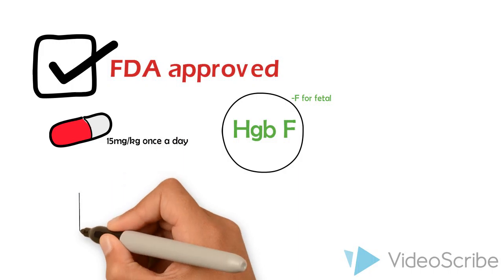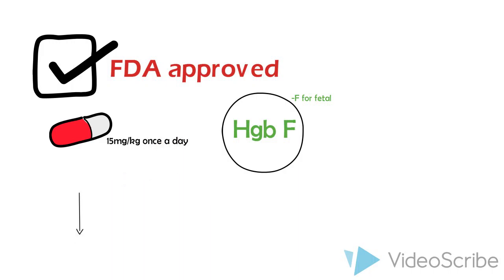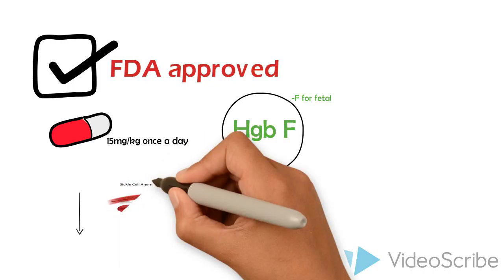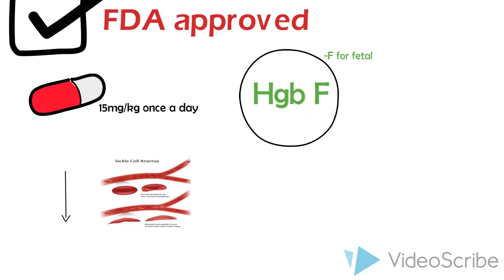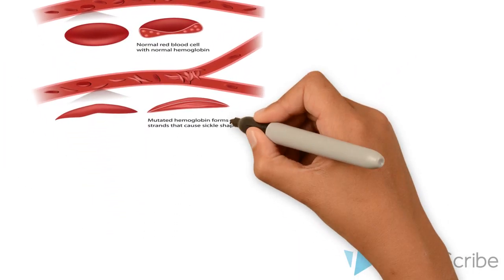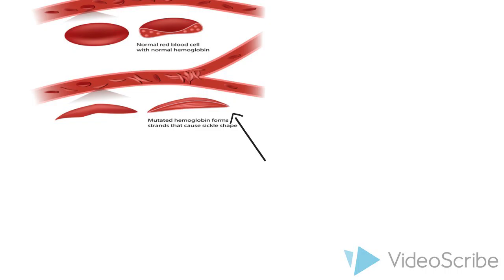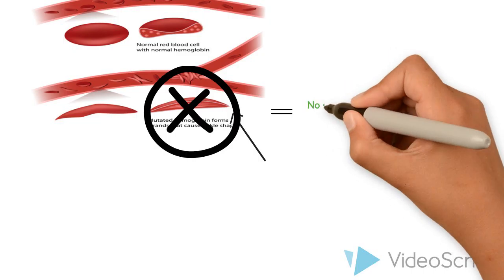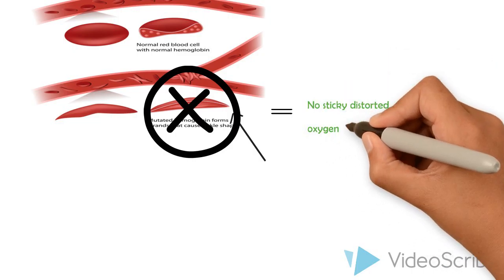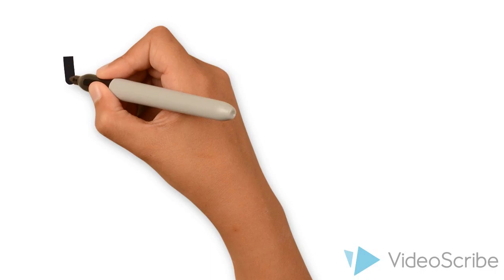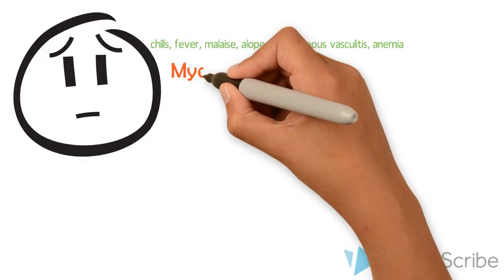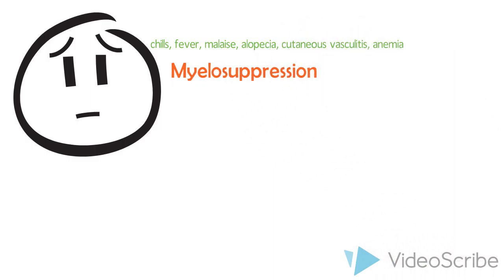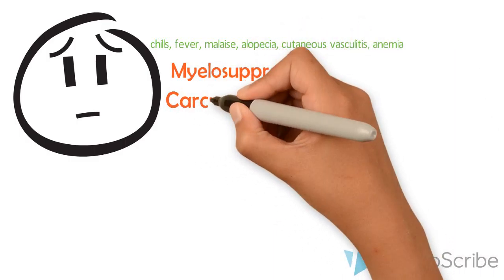What's amazing is that hemoglobin F actually decreases the bonding of hemoglobin S proteins and therefore prevents the red blood cells from forming those rods which contribute to the sickling event. No sickle cells means no sticky, distorted, oxygen-deprived red blood cells. Now, as wonderful as it sounds, the drug has some really fatal side effects, one of which is myelosuppression, and it's also thought to be carcinogenic.